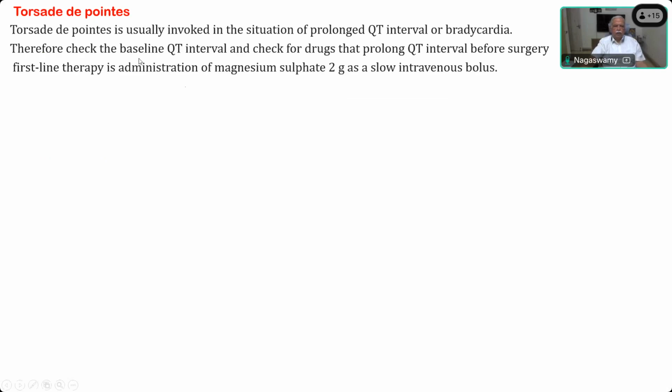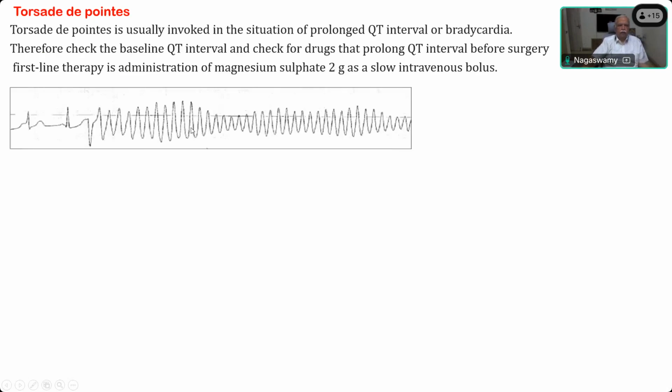And so you have to check the baseline QT interval and check whether the patient is taking any drugs which will prolong the QT interval before surgery. And the first line of treatment for this is magnesium sulfate. So even though it is a type of ventricular fibrillation, you don't immediately revert it by defibrillation. You go for magnesium sulfate, and this is how the whole thing looks.